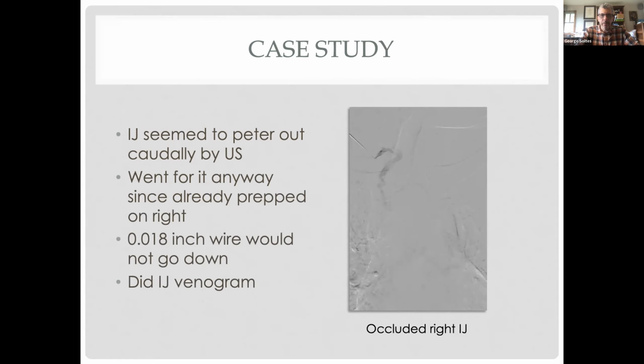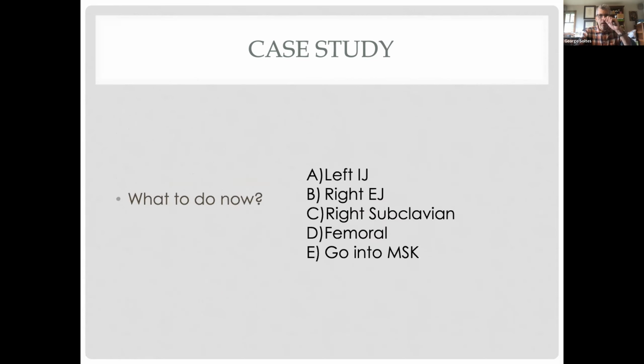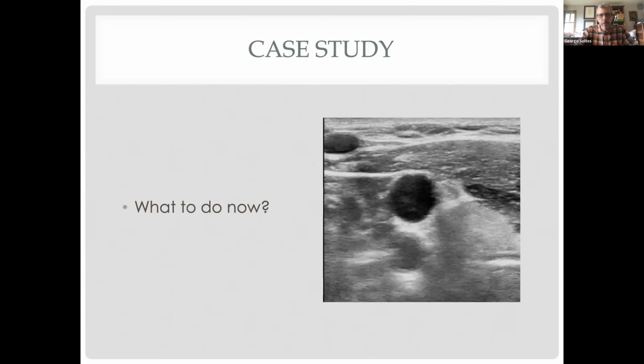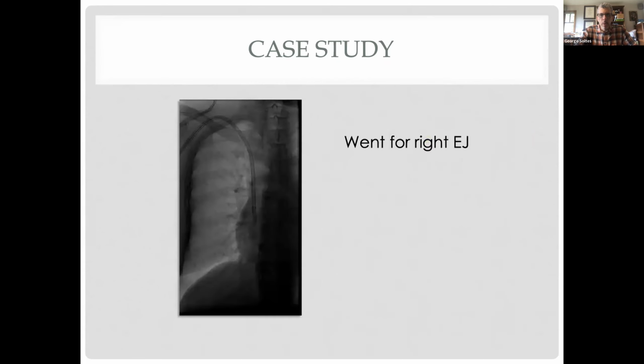So what are we going to do? What do we do now? Just thinking for yourself, do we want to do a left IJ? Do we want to do the right external jugular vein, the right subclavian, do the femoral vein, just quit IR entirely and go home and go into something else? What do we do? So here's our initial ultrasound again. So what about this guy? That's the external jugular vein, which looked nice. You know, in the moment, I wasn't really sure if that was the right thing to do for a dialysis catheter or for any catheter, but we went for it anyway.